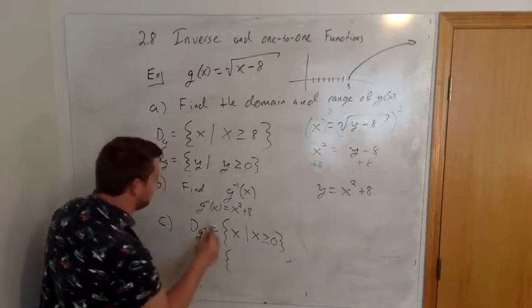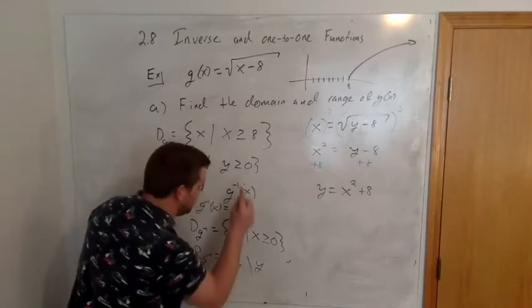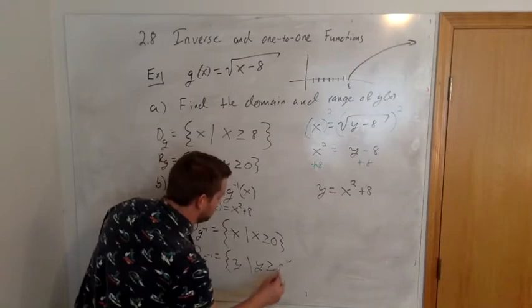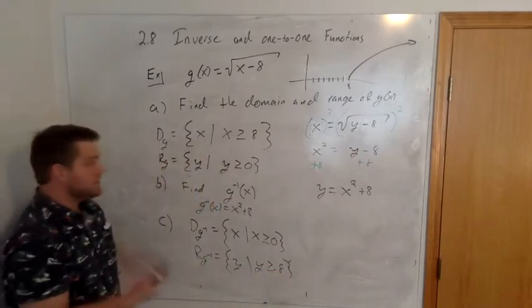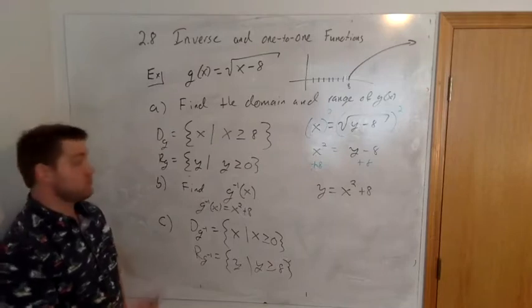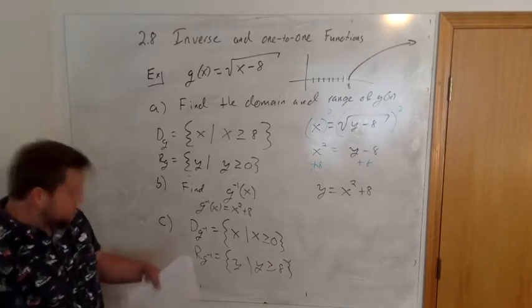That's going to be equal to all y such that y is greater than or equal to 8. So the domain and range flip-flop. That's the key observation of how the inverse functions or the backwards functions work.